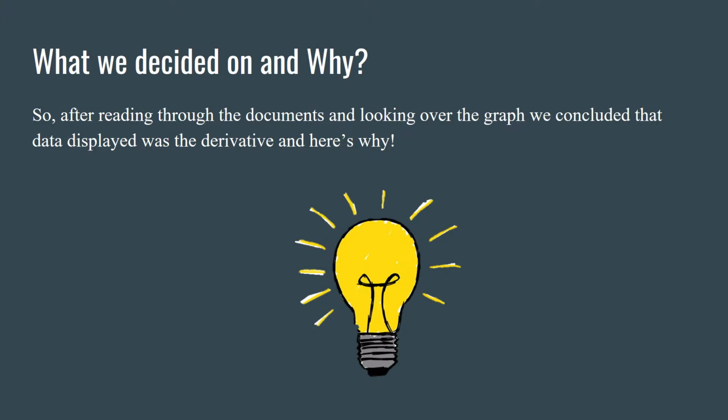So, after reading through documents and looking over the graph, we concluded that the data displayed was the derivative, and here's why. Reading the documentation and reviewing the information provided, we've concluded that the data displayed in Figure 3.1 is the derivative of the original function, w prime t. We came to this conclusion through the use of the paper's context.